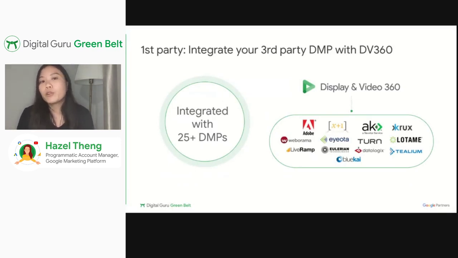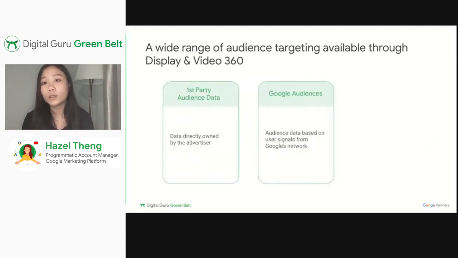Now, next, we also spoke about the ability to port DMP audiences into DV360. From a DMP standpoint, on DV360, we are integrated with over 25 different DMPs. I've given some examples over here on the right. So if your advertiser uses a DMP, there is a self-service function on DV360 that will allow you to whitelist the DMP with your advertiser on DV360. Once the DMP is whitelisted, you can then push the audience segments over to DV360 directly from your DMP.